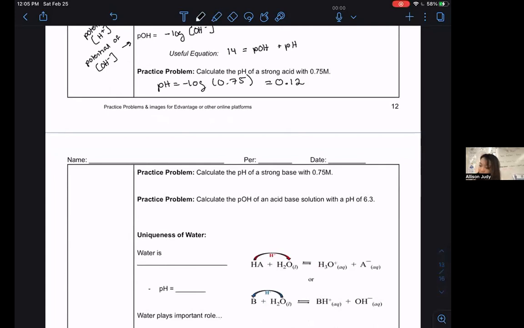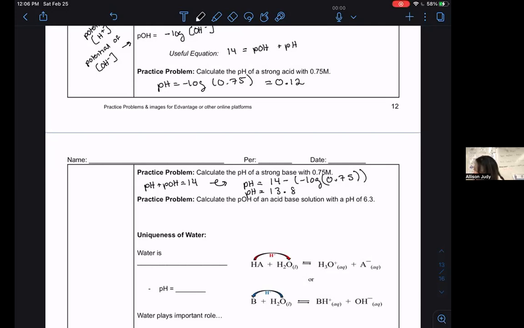Calculate the pH of a strong base with 0.75 molarity. You should have noticed that you had to use pH plus pOH equals 14. So what you did is you rearranged it and you said, well, the pH is going to equal 14 minus the negative log of our base, because we were given the concentration from the base perspective of 0.75. Okay. And you should have gotten a value of pH equal to 13 point.